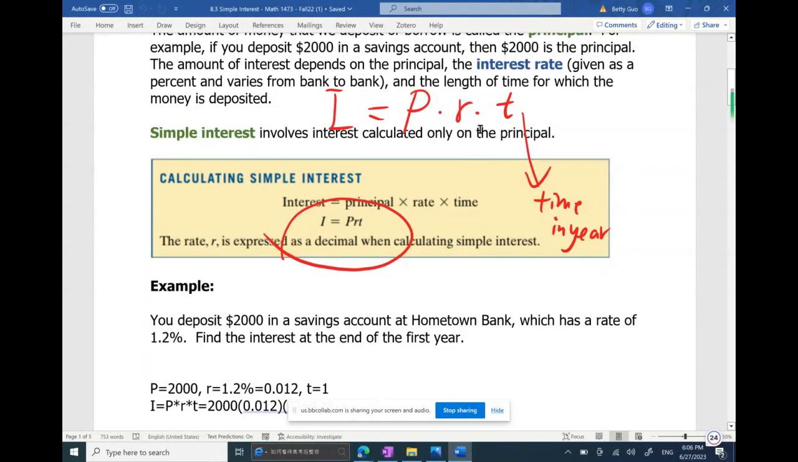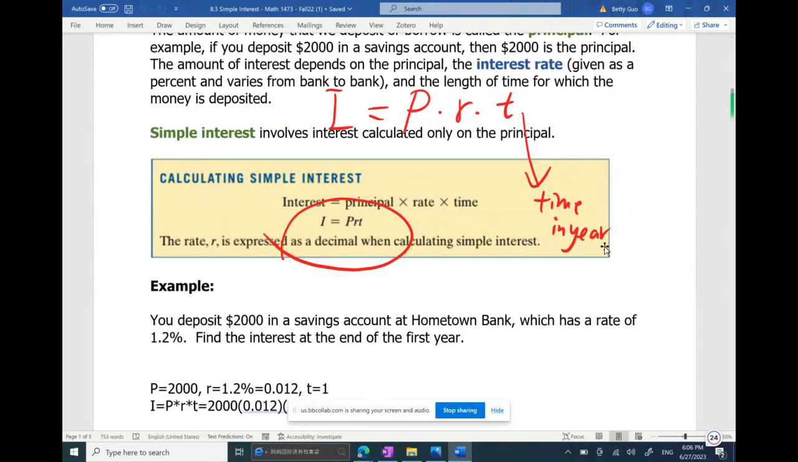r here is a lowercase r. The lowercase r is the annual interest rate. Normally it's given as a percent, and when we calculate, we have to convert the percent to its equivalent decimal. The third factor is t. Of course, the longer you keep the chicken, the more eggs you have, right? So t here is the time. Very important: t here is time in years. If you borrow the money for 10 years, t equals 10.